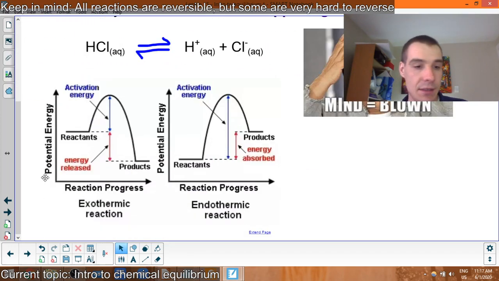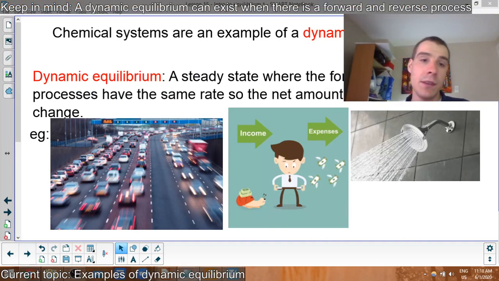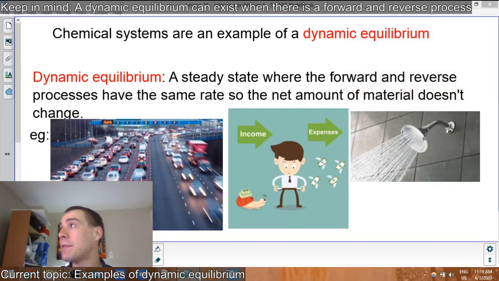All right, so that's forward and reverse reactions. That's an intro to equilibrium. Now we're going to get into some examples of dynamic equilibrium. So I'm going to pause for a sec. These are not actually perfect examples of dynamic equilibrium because we need that equilibrium piece. But there's going to be an example of a dynamic equilibrium that I'll show you as a YouTube video after.